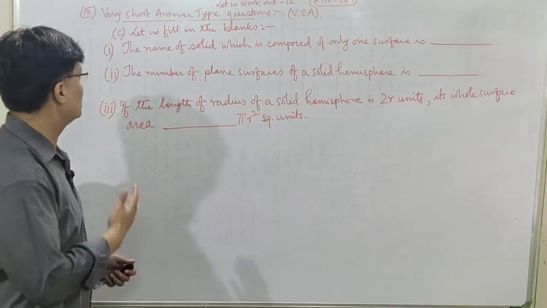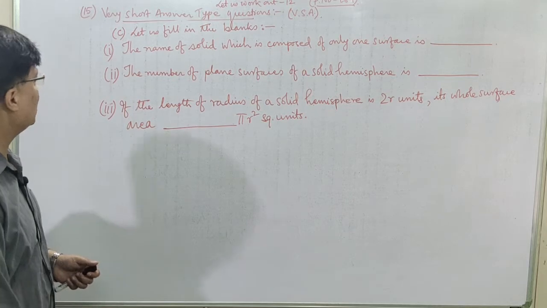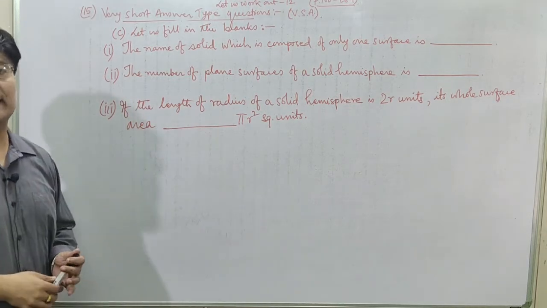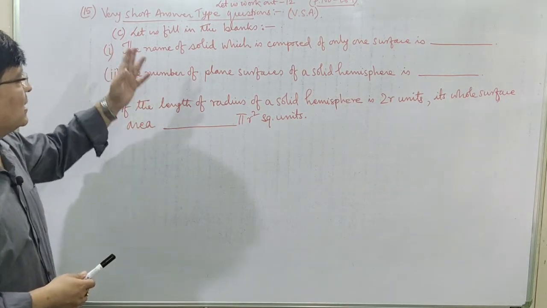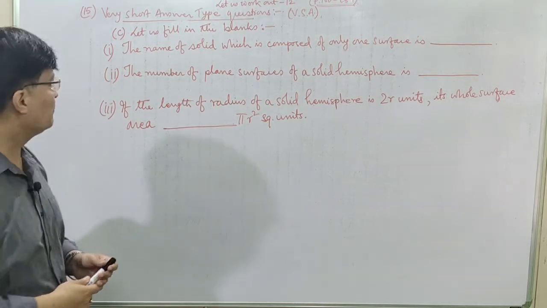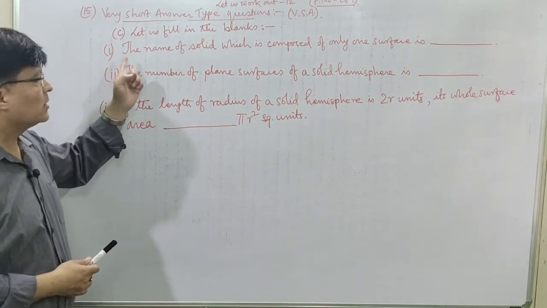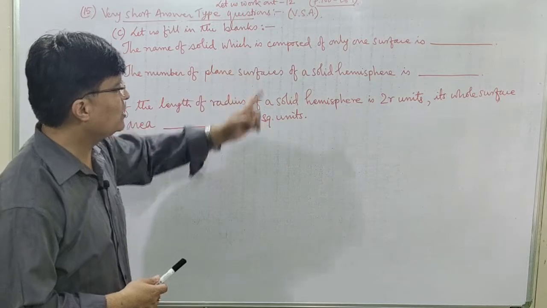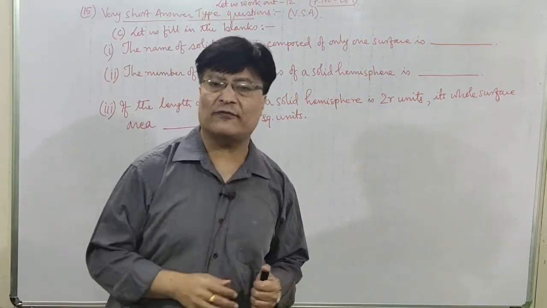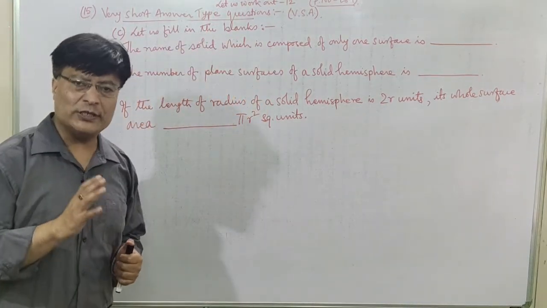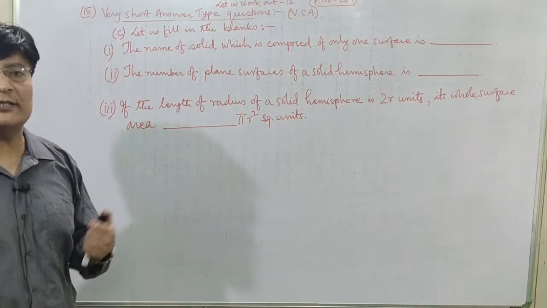So now we'll do this next question, that is number C. This is also a very short answer type question. So number C is, let us fill in the blanks. Question number 1 is the name of the solid which is composed of only one surface. The solid which is composed of only one surface is what?